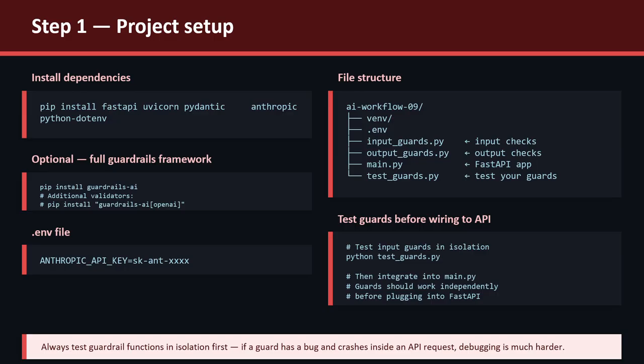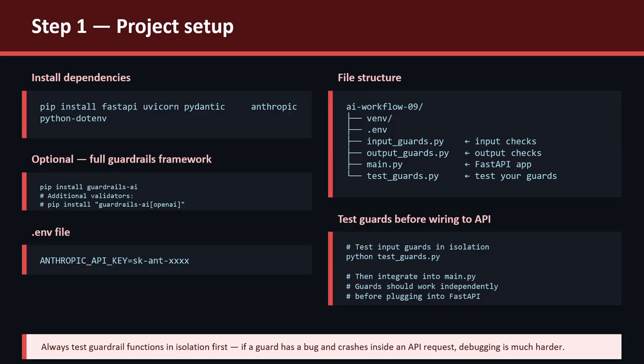Next, project setup. Install FastAPI, Uvicorn, Pydantic, Anthropic, and python-dotenv. For the full Guardrails AI framework, install Guardrails AI separately, and then install specific validators from the hub as needed. Separate your code into 4 files.